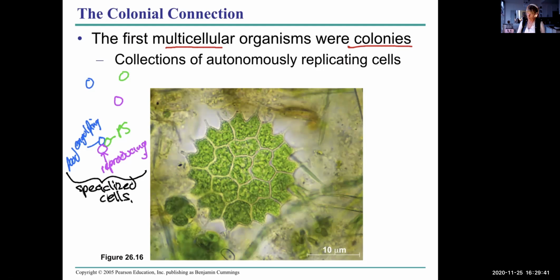So then from there, these are unicellular organisms forming colonies. They become inseparable and more specialized, and may then be considered a multicellular organism.